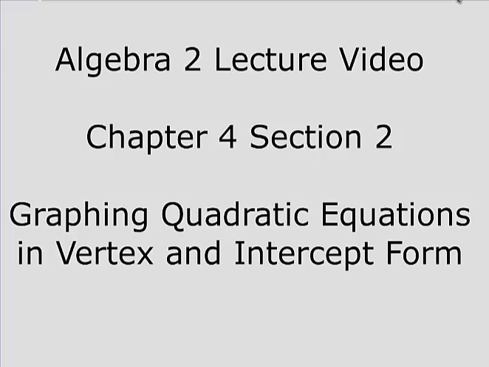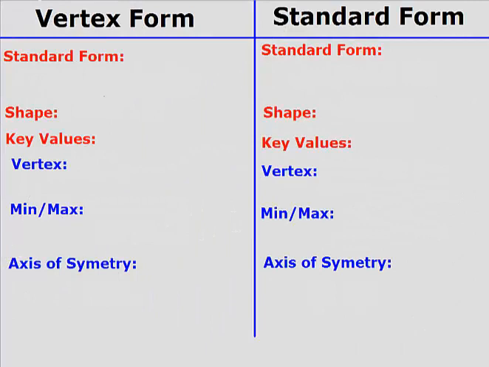So yesterday we talked about how to graph a quadratic in standard form, right? There's actually 3 typical formats for graphing quadratics. You saw them all last year. We're going to go back through them. So there's standard form, vertex form, and then intercept form. Yesterday we talked about standard form, right?